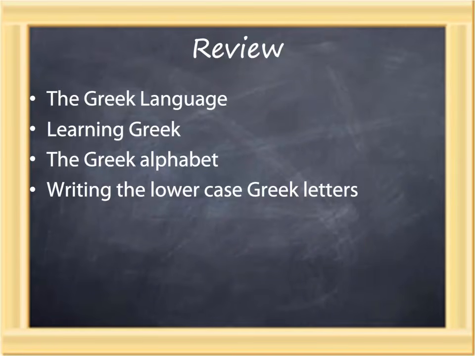In this lesson, we've placed the Koine Greek of the New Testament in the context of ancient Greek development. We've talked a bit about learning Greek, how practice and persistence are important, and how working with a partner is advantageous. The rest of this lesson has been about the Greek alphabet, mastering the 24 letters and learning to write the lowercase Greek letters.